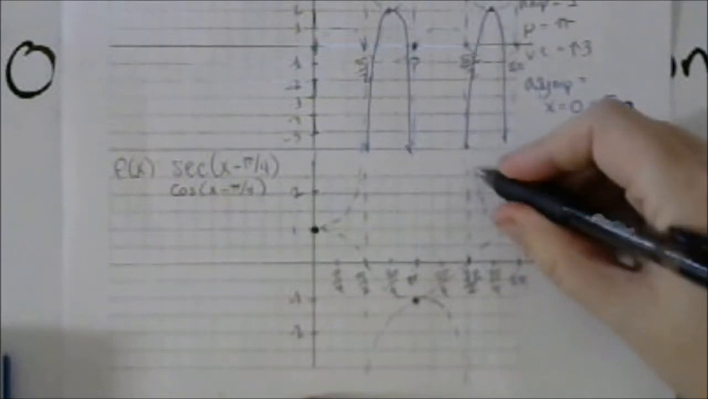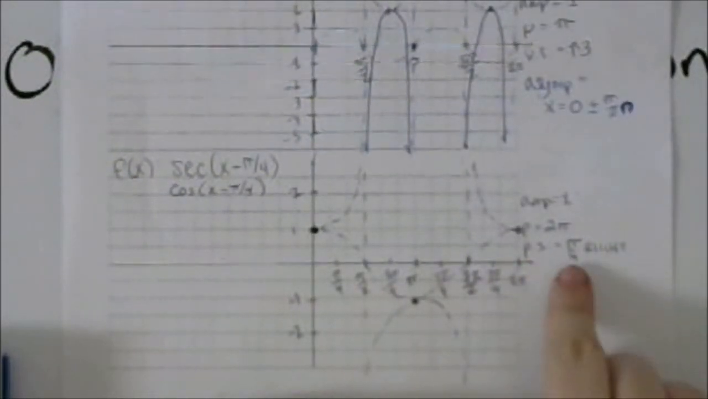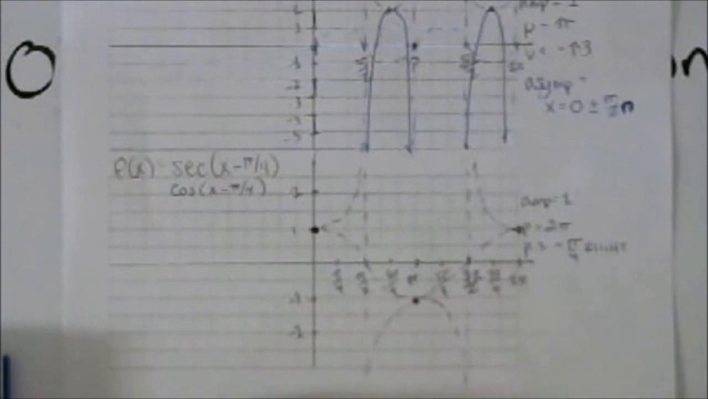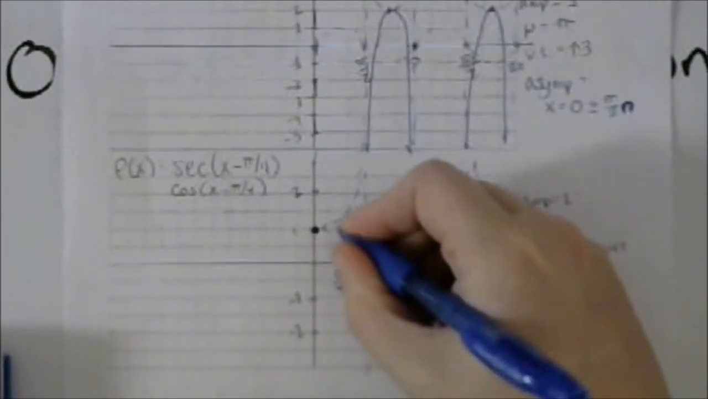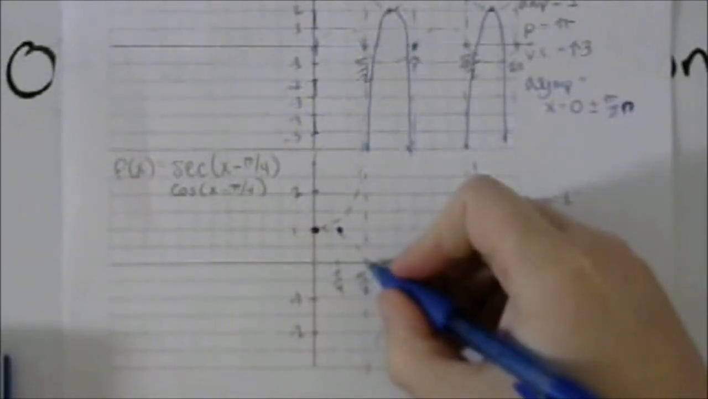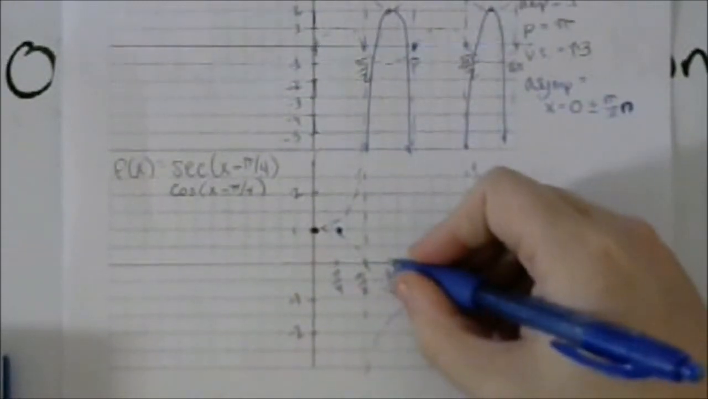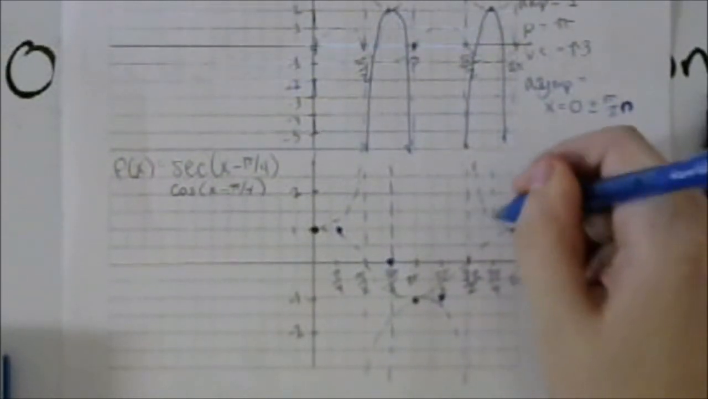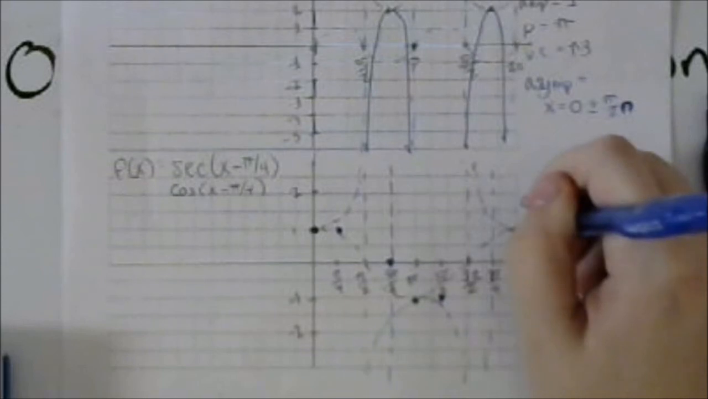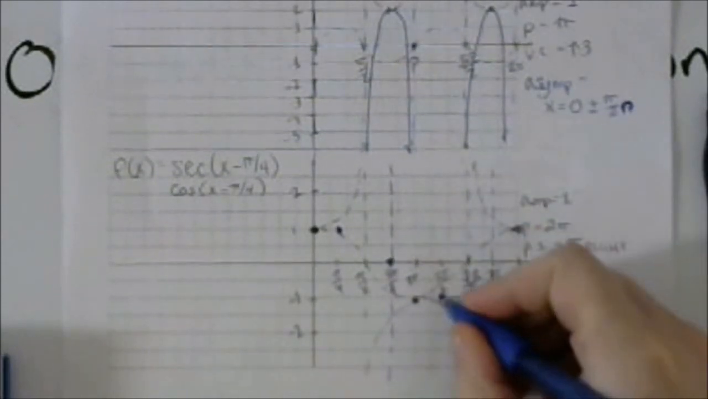Still dotted. And the last thing I'm going to do is take all of these points and move them pi fourths to the right. So from 0, 1, I'm going to go to pi fourths. From pi halves, 0, go to the right. Draw your new asymptote. From pi to the right, 3 pi halves to the right, draw your new asymptote. And then this one is off the graph. Connect your curve.